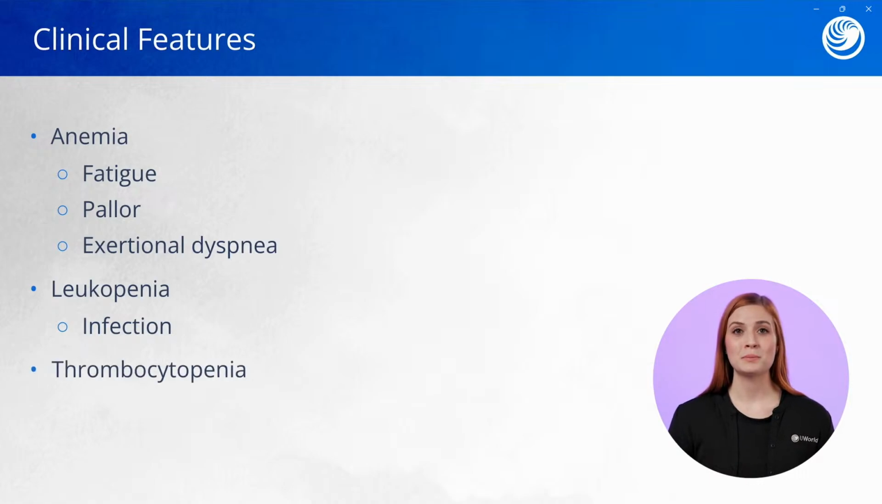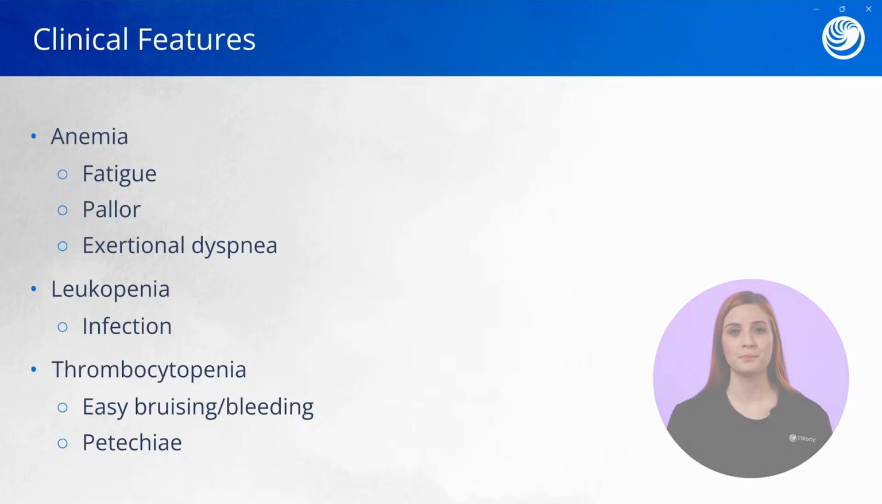Their blood's not going to be able to clot like it should, and so they're going to have easy bruising or bleeding. They may have a small nick of a razor that causes extensive bleeding, or they may bump their arm just a little, but a giant bruise occurs. Petechiae is also very common. These are going to be pinpoint spots of blood under the skin.